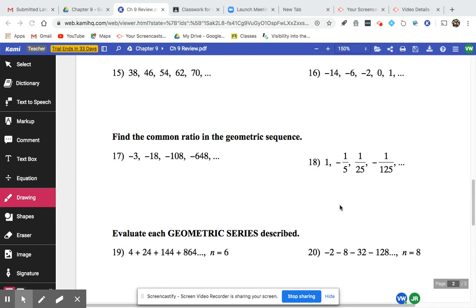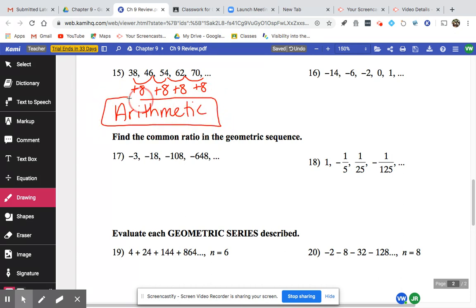So I want to check to see if number 15 is arithmetic first. That means I need to either add or subtract by the same number. So to get from 38 to 46, I have to add 8. To get from 46 to 54, I add 8 again. We're looking good so far. 54 to 62, add 8. 62 to 70, add 8. This one is arithmetic, because once again, I'm adding by the same number over and over again. 8 in this case.